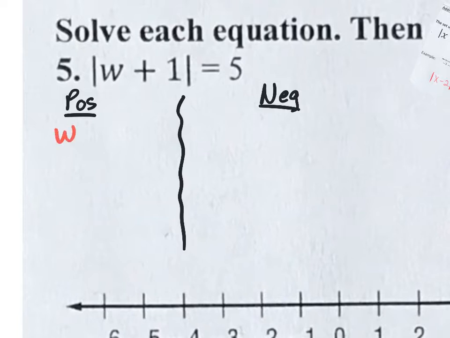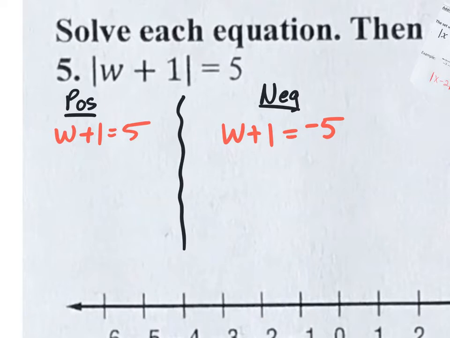So we're going to have W plus 1 equals 5, exactly the same as what we see up here. Now the negative situation would be writing it exactly the same, the W plus 1, but instead of equaling 5, we're going to put? -5. Thank you, -5. So that's our positive situation, that's our negative situation. Now all we got to do is solve both.